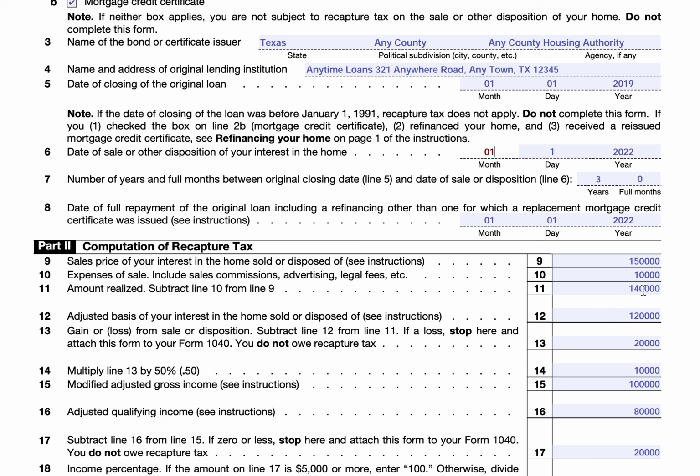Now, when it comes to your adjusted basis of your interest in the home, you may need to refer to the form instructions. You may need to refer to IRS Publication 551, which is Basis of Assets, but most likely the adjusted basis in your home is going to be your share of the cost of the property plus any purchase commissions and improvements minus depreciation. So let's just say that we bought this home for $120,000, including all closing costs. So that would be the adjusted basis.